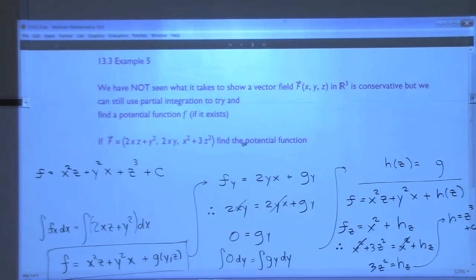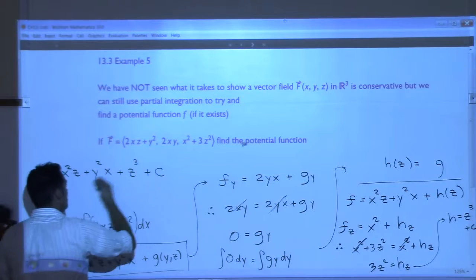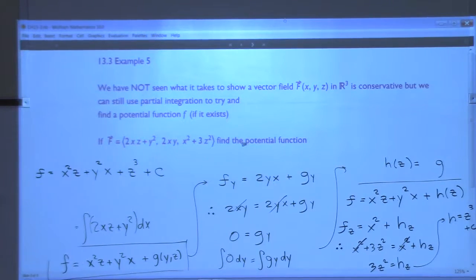What is the good part about finding the potential function? When you think you've found it, what's good? You can always check it, right? You can always check to make sure you got it. Just take the partial of this with respect to x, you better get that. Partial with respect to y, you better get that. Partial with respect to z, you better get that one, right? Okay?